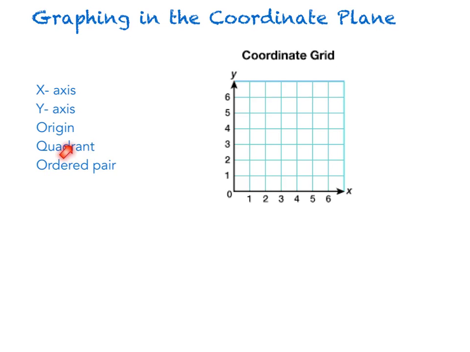Then we have the quadrant. A quadrant is the space that's created when the x and y axes cross. This is only a partial picture of the coordinate plane, and we're actually seeing 1 out of 4 quadrants. This one's called quadrant 1. So let's go ahead and label that as Q1 for short, quadrant 1.